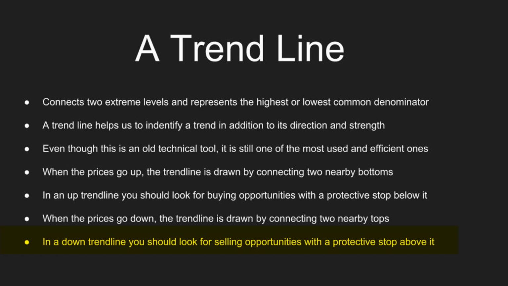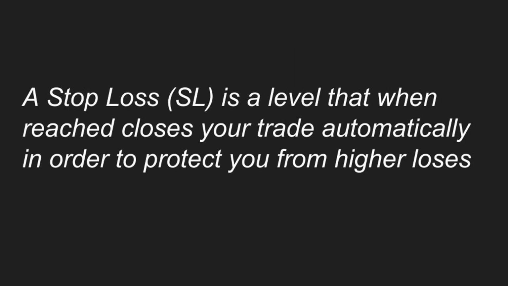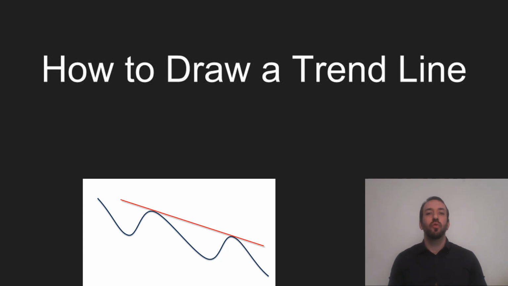By the way, in case you are not sure what a stop loss is, a stop loss is a level that when reached, closes your trade automatically in order to protect you from higher losses. We will talk about it in more detail in the money management section, so don't worry, you'll learn what you need to know. Now we will talk about how to draw a trend line.